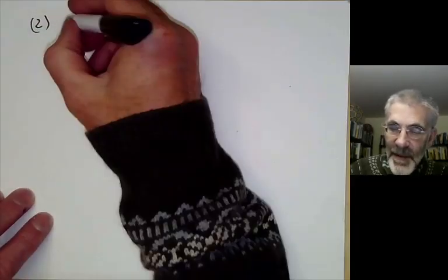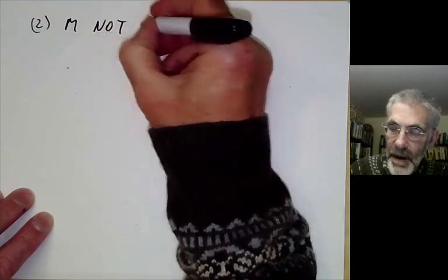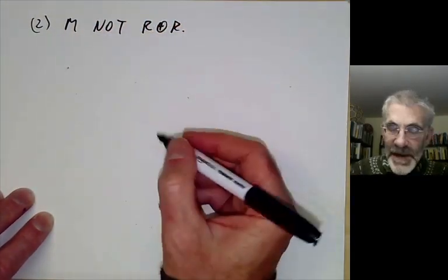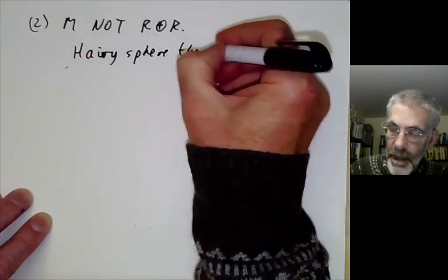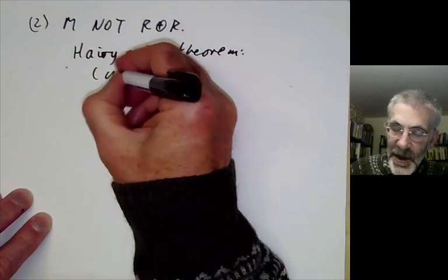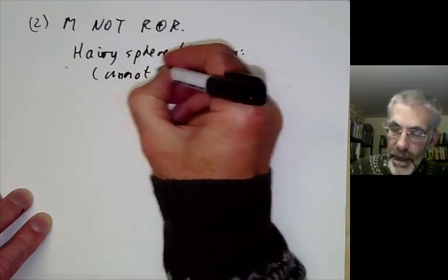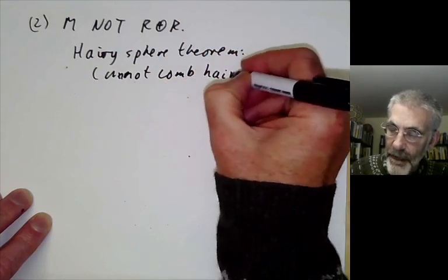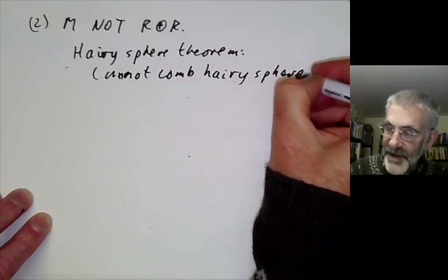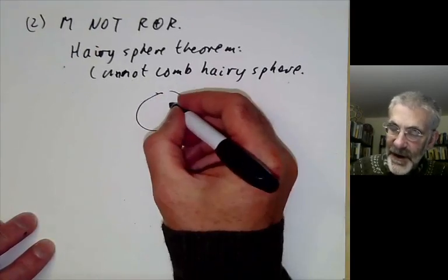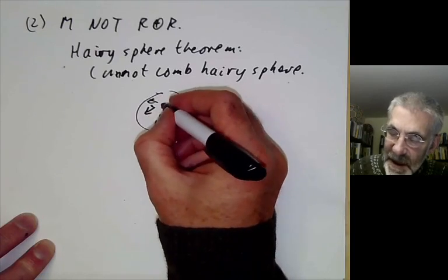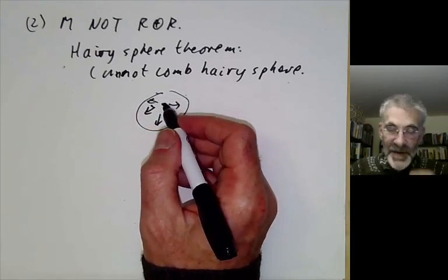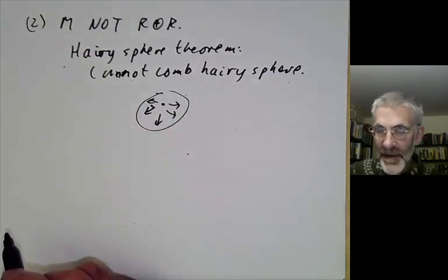To finish off, the one thing we need to show is that M is not R plus R. And this follows from the hairy sphere theorem, which says you cannot comb a hairy sphere. In other words, if you're trying to comb a sphere by choosing a nice tangent vector at each point, there must be some point at which you have to choose the 0 tangent vector. You can't comb it nicely everywhere.